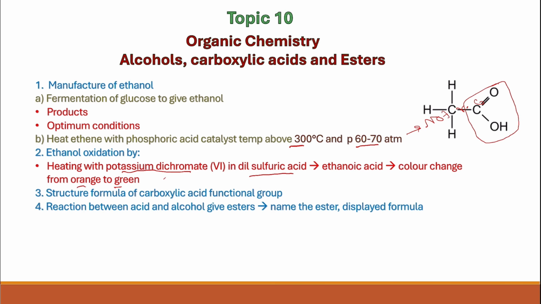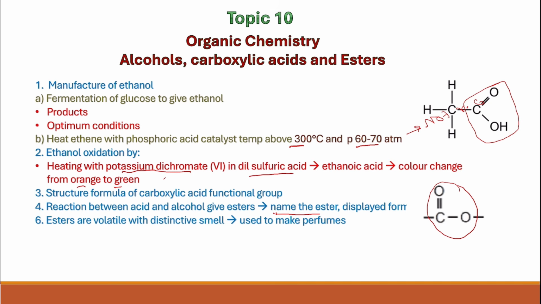So for the esters, they will tend to ask you to name the ester, show the displayed formula for the ester, and circle the functional group. So remember, this is the functional group for the ester. And when you name the ester, you name the part that comes from the alcohol first, and then you name the part that comes from the carboxylic acid. So if you use propanoic acid with methanol, it's going to be methyl propanoate.